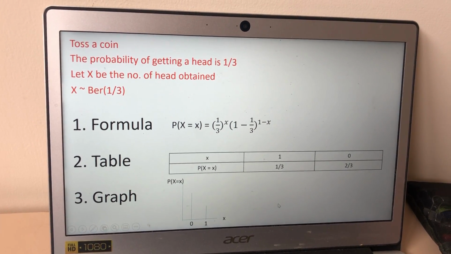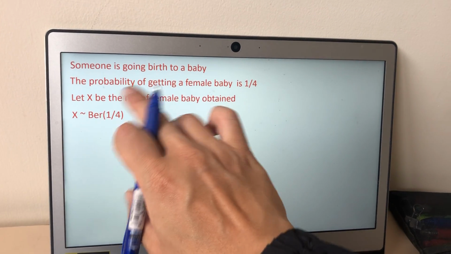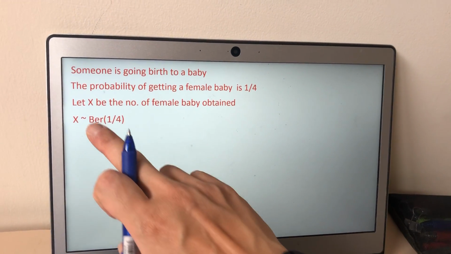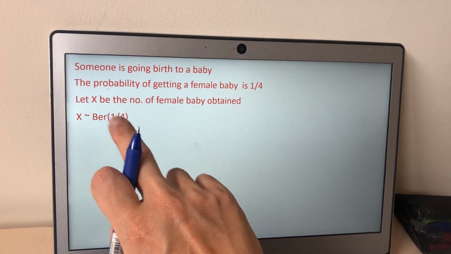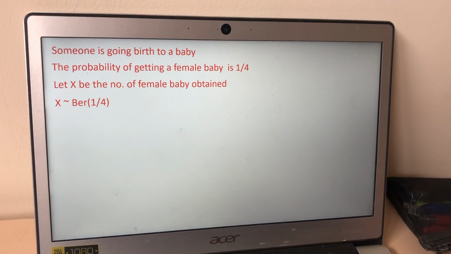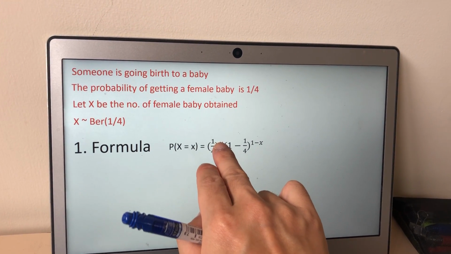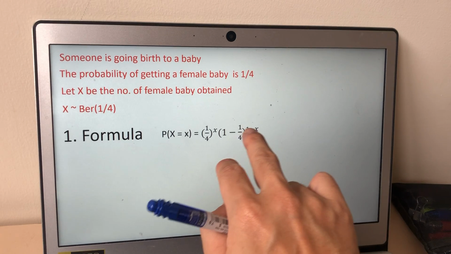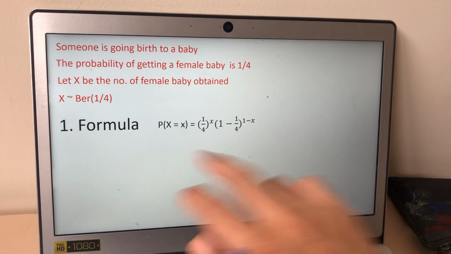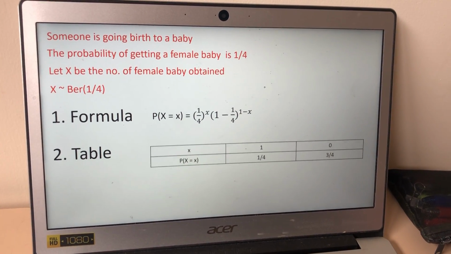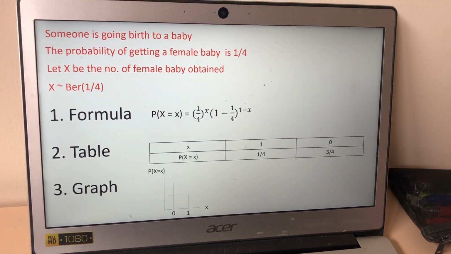And now, what about the second case? What about someone who is going to give birth to a baby? The probability of getting a female baby is 1/4. So let X be the number of female babies obtained. X follows what distribution? Success means getting a female baby, with probability 1/4. So we could use a formula. The formula is probability of success to the power of X times probability of failure to the power of 1 minus X. And you also need to write for X equal to 0 or 1. Okay? And then the table. Draw the table, find the two probabilities, or you may also use a graph.